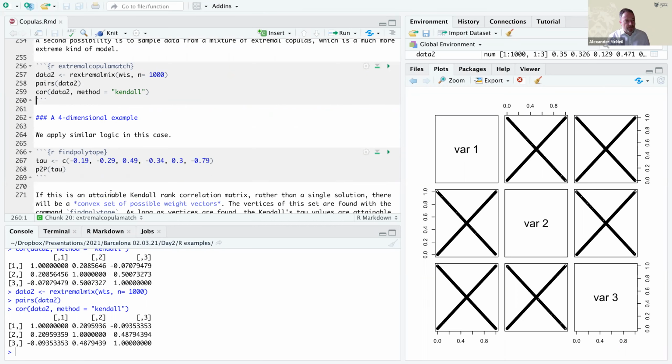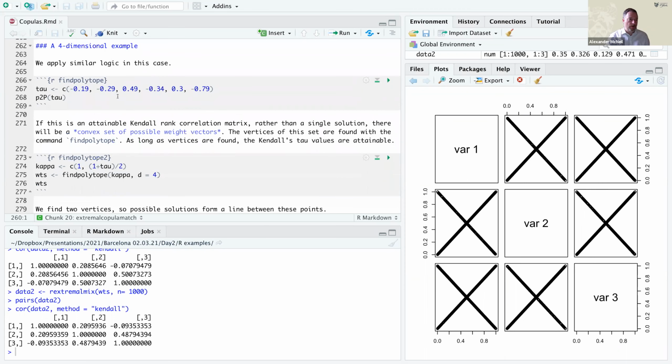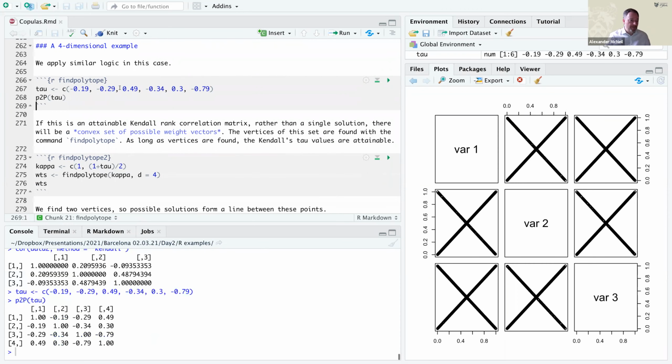I'm going to do a four-dimensional example, and the logic is similar, but things get a bit more complicated. So in this one, here's my matrix. It's 4 by 4, and I've got a mixture of negative and positive correlations. And the thing about the four-dimensional case is that if we have a solution, we'll have more than one. It won't be unique. Well, there may be no solution, but if there is a solution, there would be more than one solution.